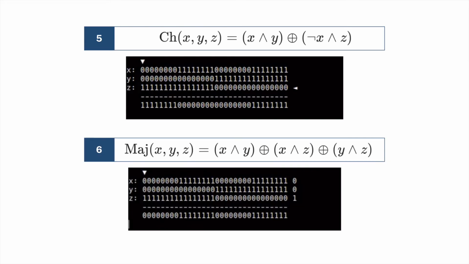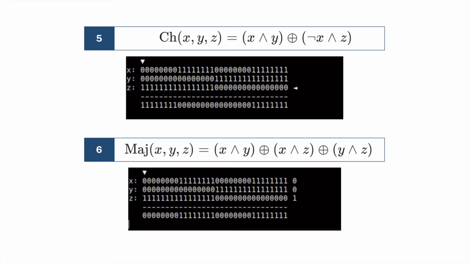The last function is called the majority function denoted by maj. It also takes 3 32-bit word inputs. As a logical statement, it is performed by ANDing x and y, x and z, and y and z separately, and then performing the XOR operations on these 3 results.